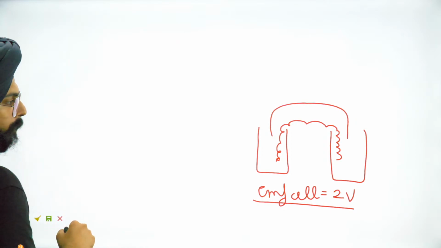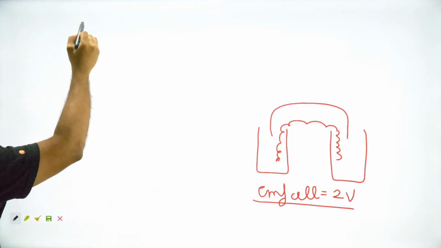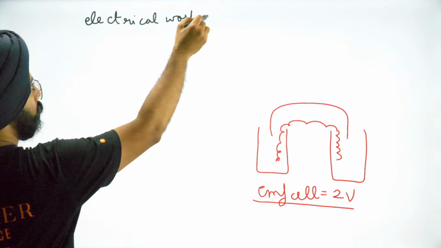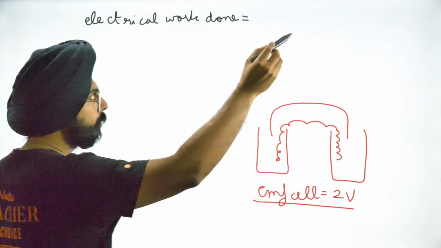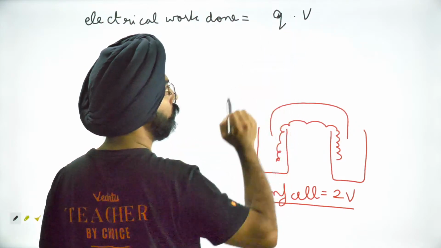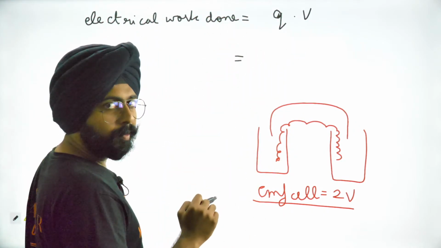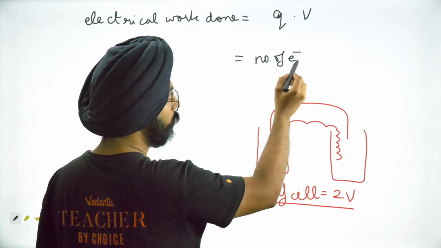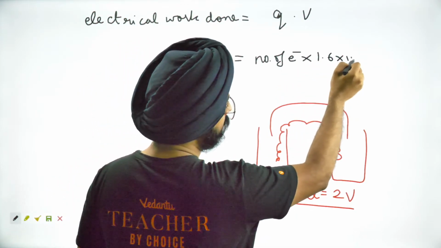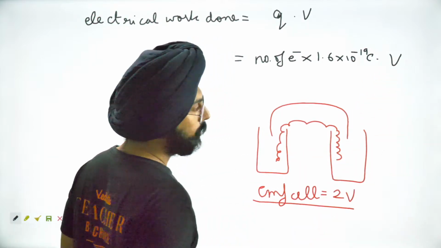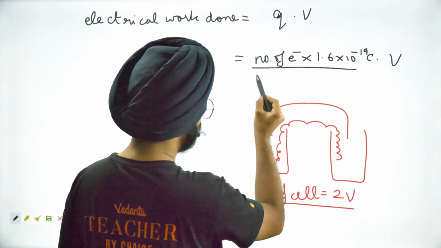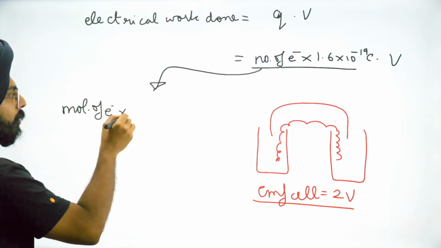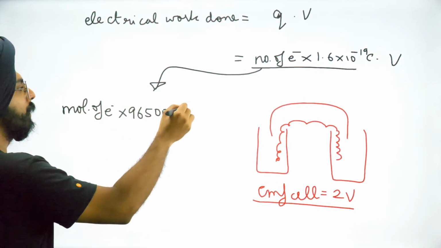Now, my dear friends, what will be the electrical work done over here? Electrical work done will be equal to charge into voltage. Charge will basically be equal to the number of electrons, right? Number of electrons into 1.6 into 10 to the power minus 19 coulombs into voltage. I can write this in a different manner. How can I write it? I can write this as moles of electrons into 96500 into voltage.